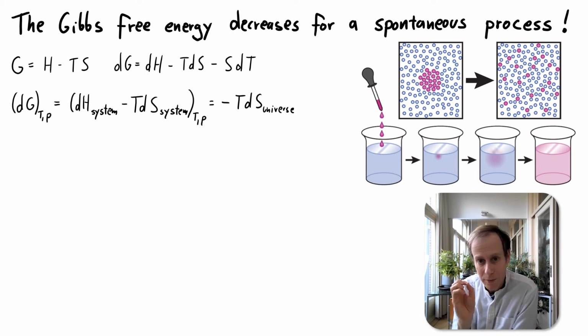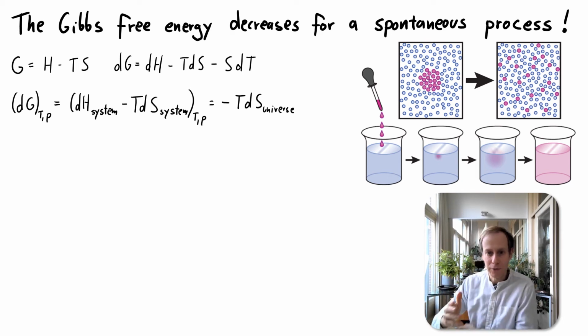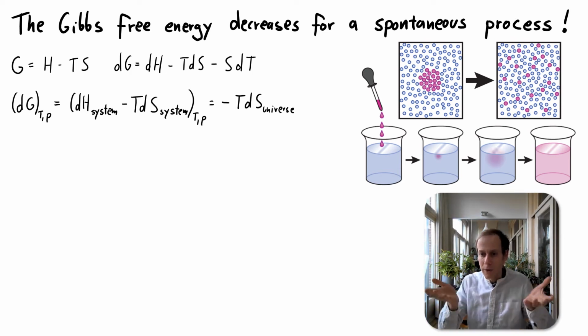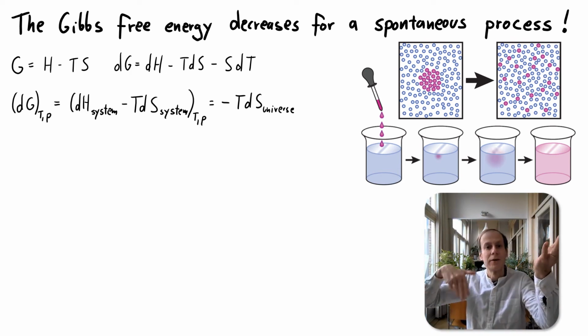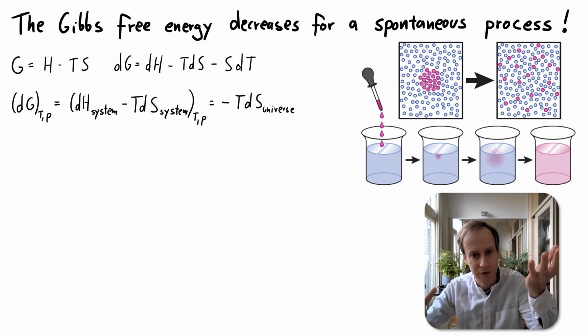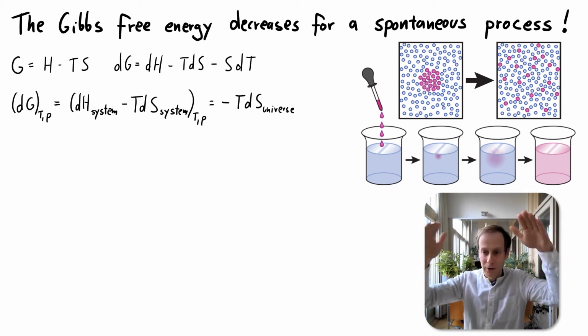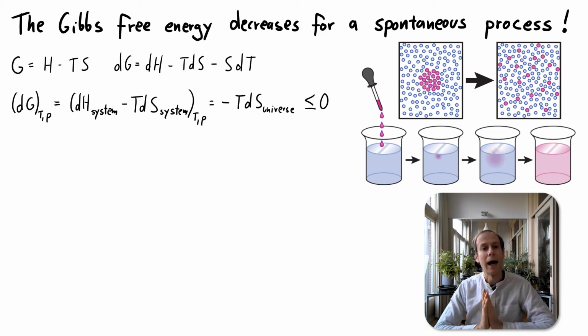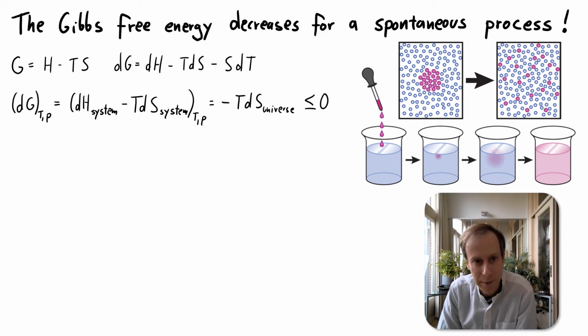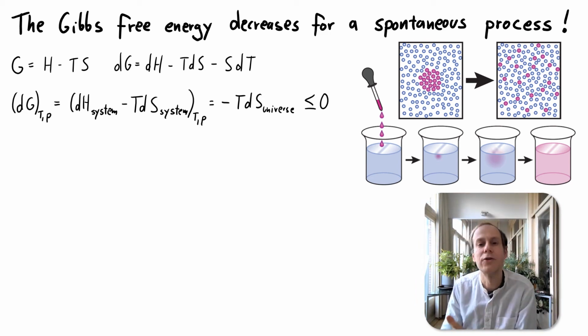And the second law of thermodynamics tells us that the entropy for a spontaneous process always increases, but the negative temperature times the entropy change of the universe, therefore, must then always decrease, right? And that's the important criterion that the Gibbs free energy has. It always decreases for a spontaneous process.